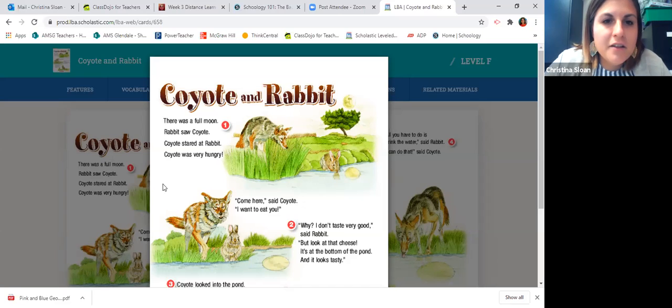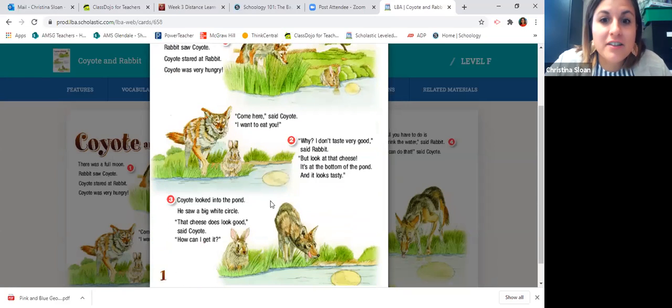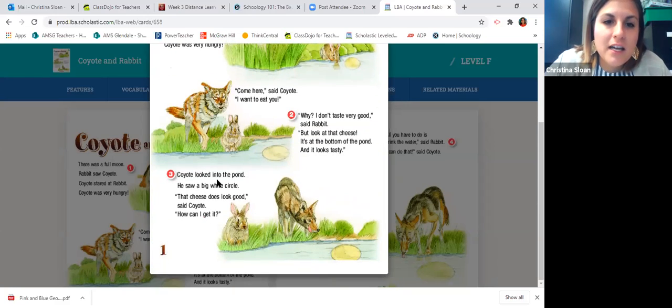So, Coyote and the Rabbit. There was a full moon. Rabbit saw Coyote. Coyote stared at Rabbit. Coyote was hungry. "Come here," said Coyote. "I want to eat you." "Why? I don't taste very good," said Rabbit. "But look at that cheese. It's at the bottom of the pond, and it looks tasty." Coyote looked into the pond. He saw a big white circle. "That cheese does look good," said Coyote. "How can I get it?"